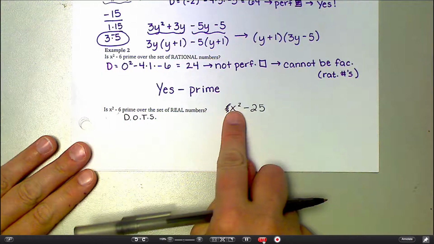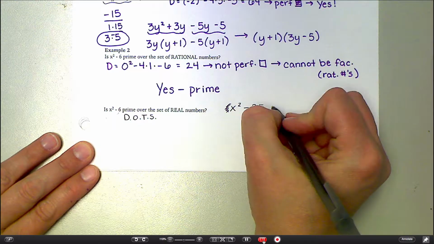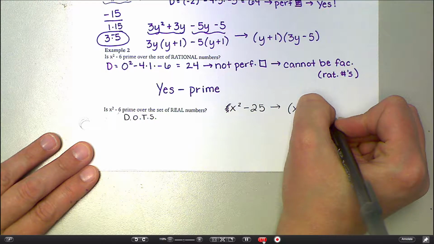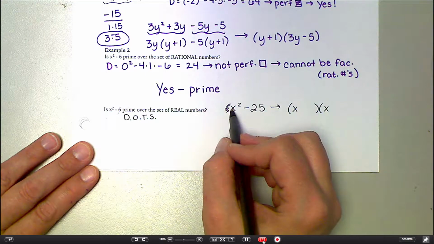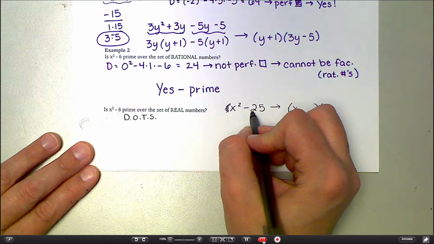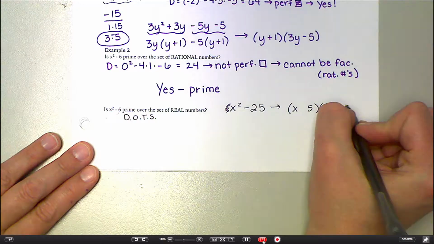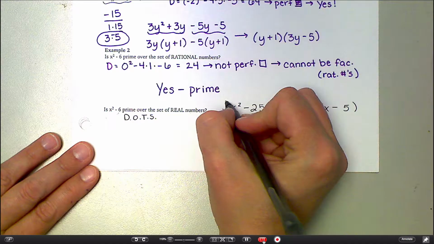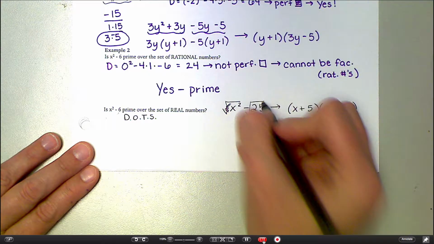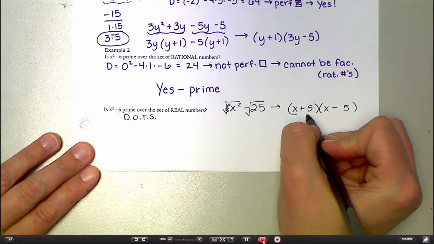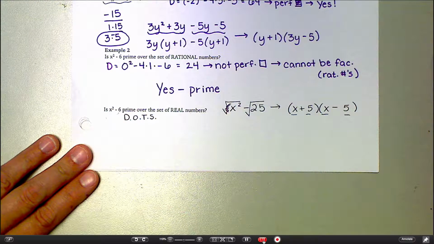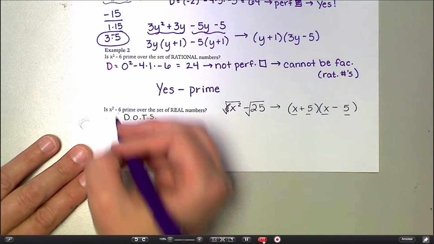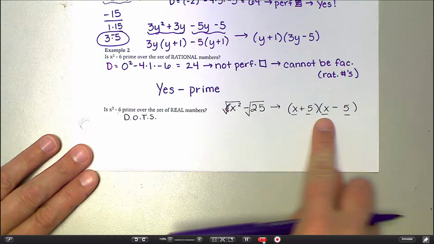So think about x squared minus 25. We would factor this by going x and x, which comes from taking the square root of x squared. And then 25 is 5 and 5, one plus, one minus. Technically what I did there was take a square root of x squared and a square root of 25, and that's where these things came from. If I'm allowed to use anything that's real now, I can use this same method.